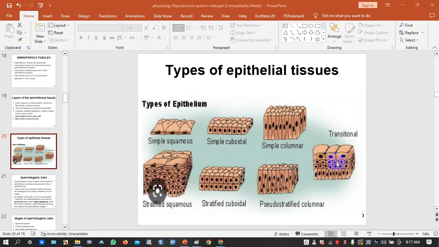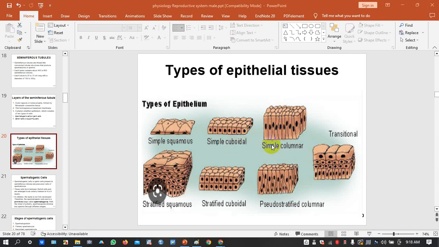Transitional means that if the epithelial tissue is stretched, it will change from maybe cuboidal or columnar to another type, or it can change from cuboidal to columnar. Then if it is relaxed, it can change to another epithelial cell type. So this is what occurs in the urinary bladder. When it is relaxed, it can be cuboidal. When it is full, it becomes columnar. And columnar epithelial cells are what are located in mucous membranes, and they secrete mucus.